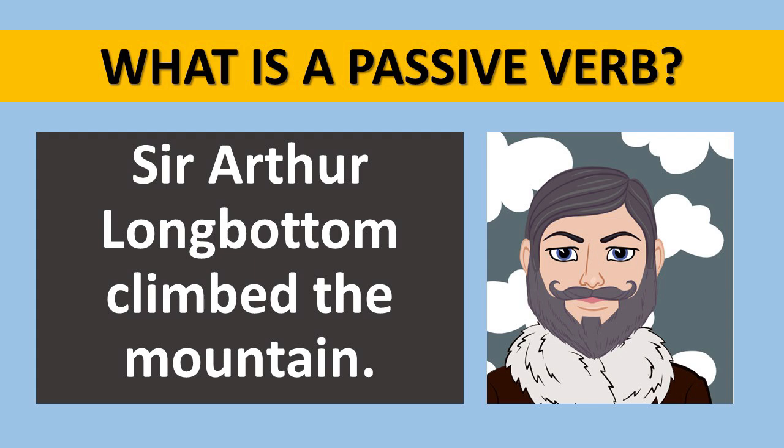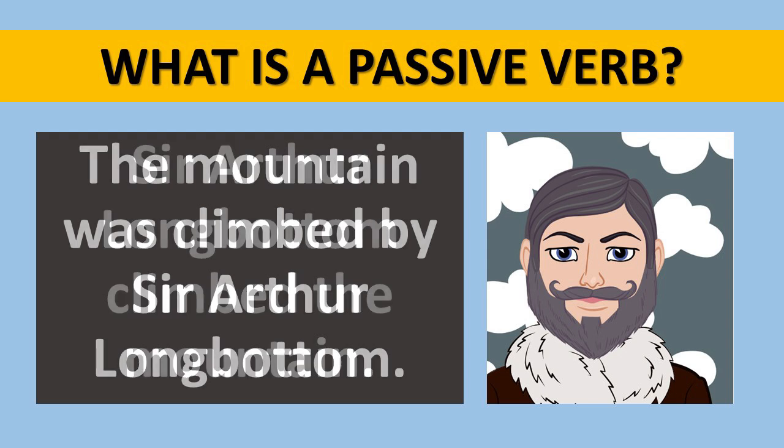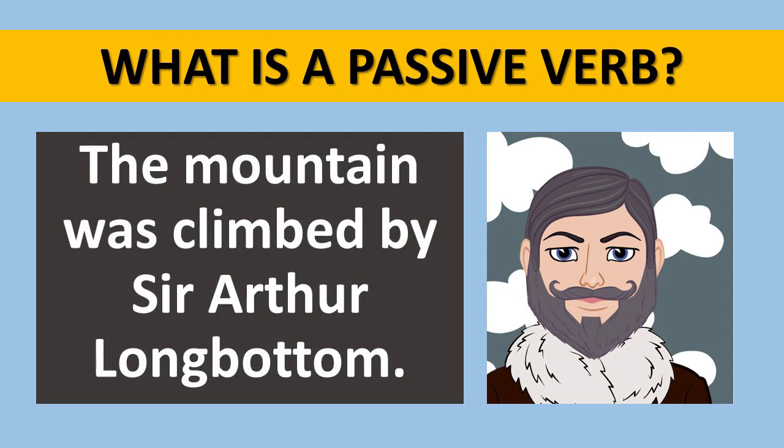If I change the order of the subject and the object in the sentence, we end up with this: The mountain was climbed by Sir Arthur Longbottom. In this sentence, the subject is not directly doing the thing. The mountain was climbed by Sir Arthur Longbottom. So climbed is now acting as a passive verb. And we can also call this a passive sentence. There are other types of verbs, but the last one we're going to think about today is the irregular verb.